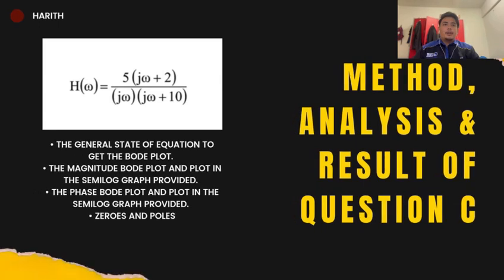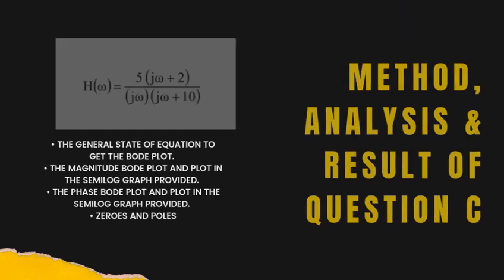So next we will talk about the method, analysis, and result of question C, which is H(jω) equals 5 times (jω plus 2) for the numerator, and for the denominator is jω times (jω plus 10). In this session, we will talk about the general equation to get the BERT plot, the magnitude BERT plot plotted on the semi-log graph provided, and the phase BERT plot plotted on the semi-log graph provided. And lastly, we will determine the zeros and poles from the question.